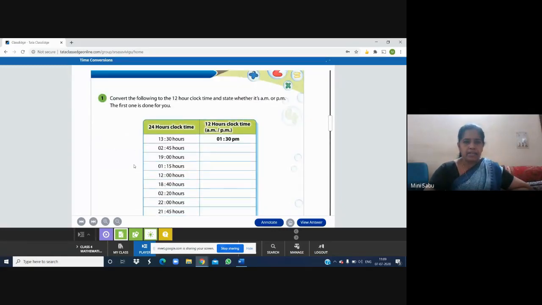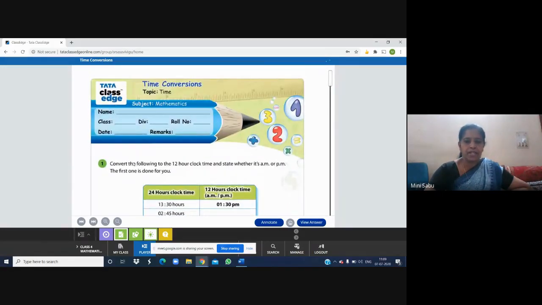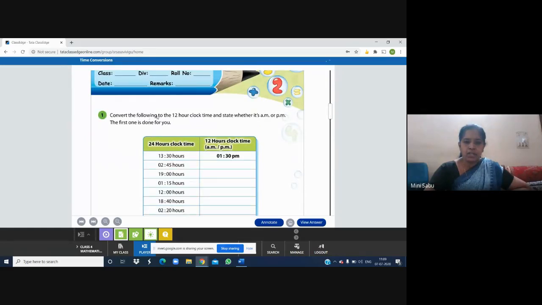Yes. This is the exercise, time conversion. Convert the following to 12-hour clock time and state whether it is AM or PM. First one is done for you. So the first column tells you the 24-hour clock time and the second column tells you the 12-hour clock time. We have to find out the answer and put AM or PM correctly. Okay. So let us start with the example.